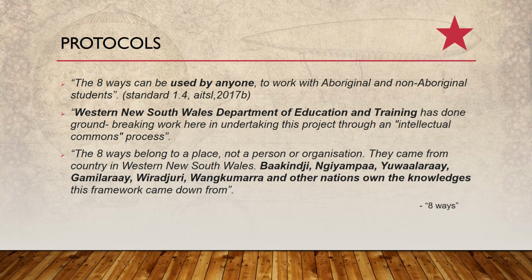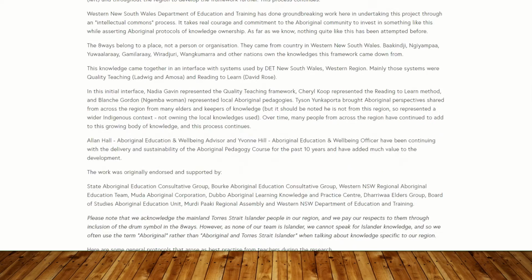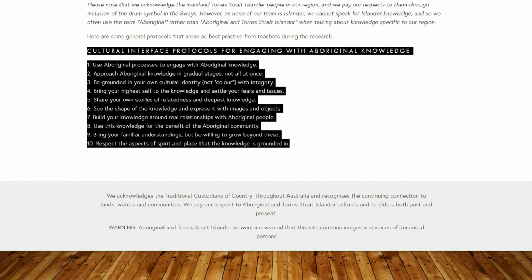Another reason for choosing 8 Ways is its easy accessibility for anyone who works with Aboriginal and non-Aboriginal students. Validity, as the involvement of Western New South Wales Department of Education and Training. The originality of the framework. Here, they have provided general protocols that arose as best practices from teachers during their research.